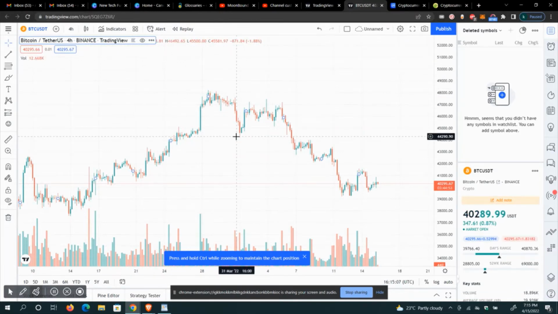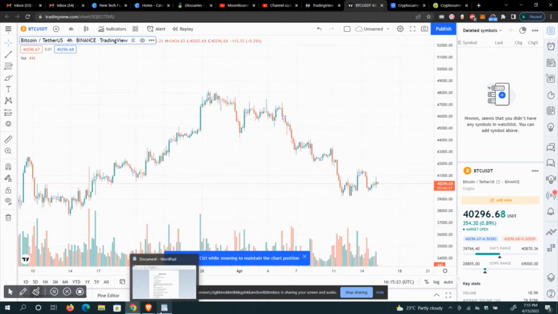So you can easily change it. If you're comfortable using the 4 hours chart to be able to take a position, then you use the 4 hours. If it's 2 hours, if it's 1 hour, it all depends on the strategy with which you want to trade. So that is what a time frame simply means.